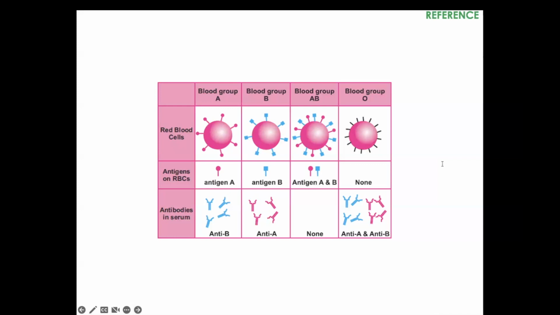Type O blood does not have any antigens surrounding the red blood cells, but has both anti-A and anti-B antibodies. Type O is referred to as the universal donor, as any blood type can receive type O blood. However, a person with type O blood can only receive type O blood.